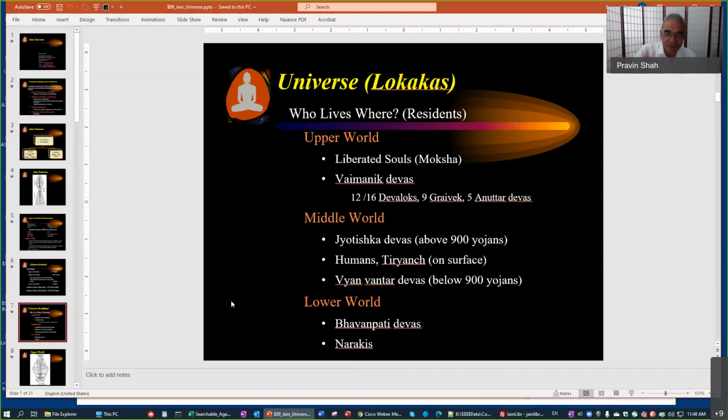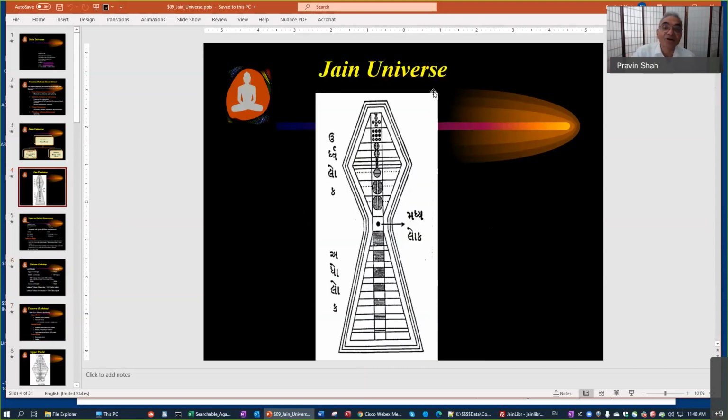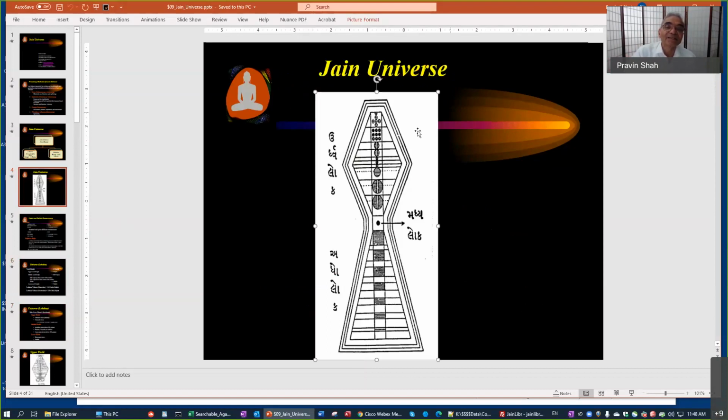Liberated soul is all the way on the top. So if you notice here, the very topmost looks like a circle, but it's a semicircle. Right here, in the topmost circle, that's where the liberated soul lives.